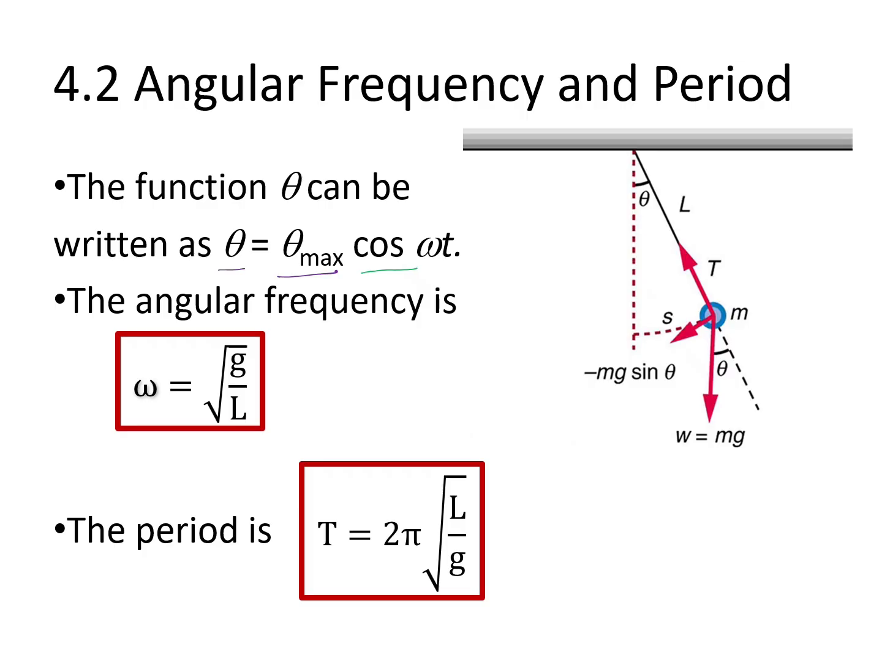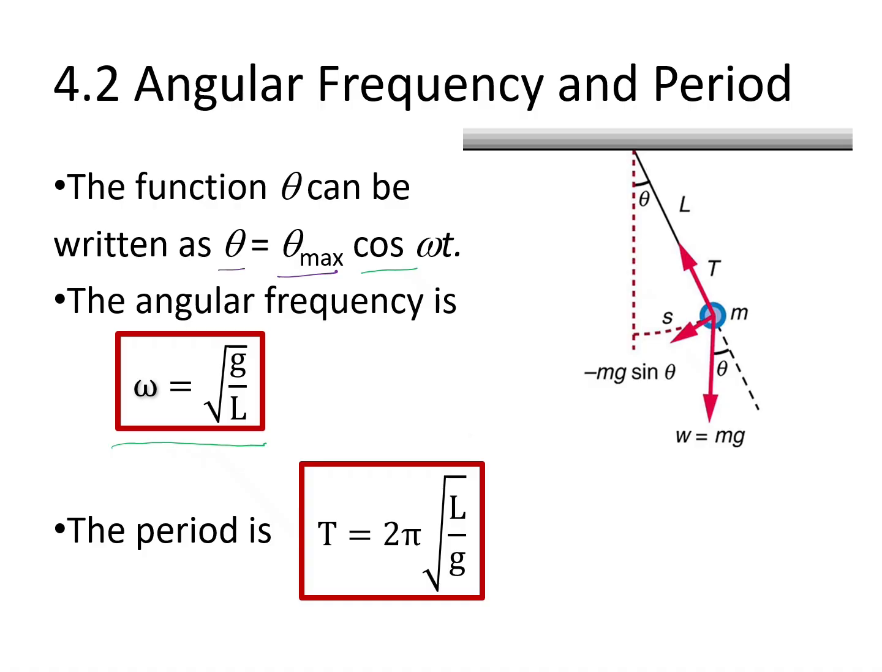The angular frequency tells us how quickly the pendulum oscillates. For a simple pendulum, the angular frequency is determined by gravity and the length of the pendulum. A stronger gravitational field makes the pendulum oscillate faster. A longer pendulum oscillates more slowly.